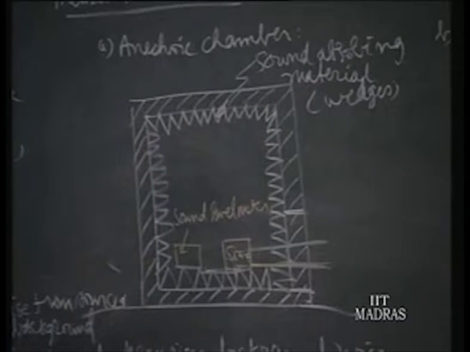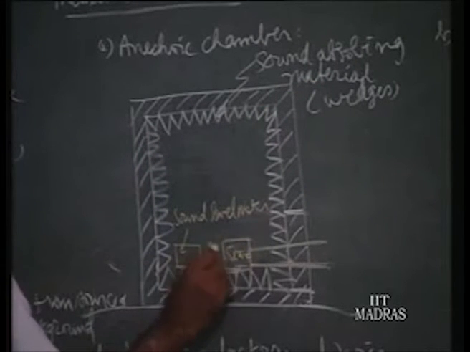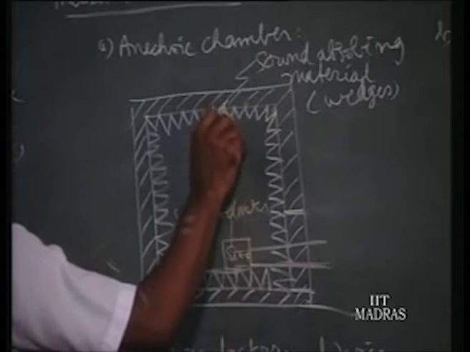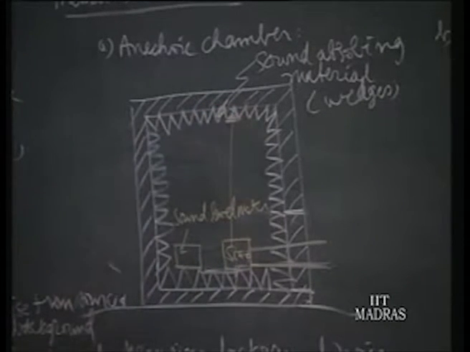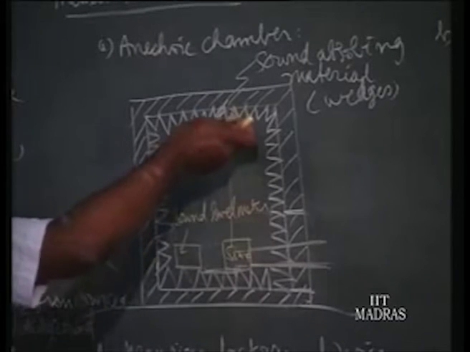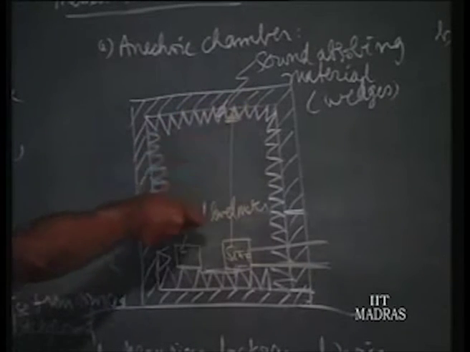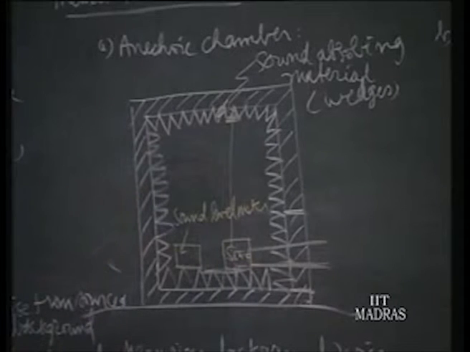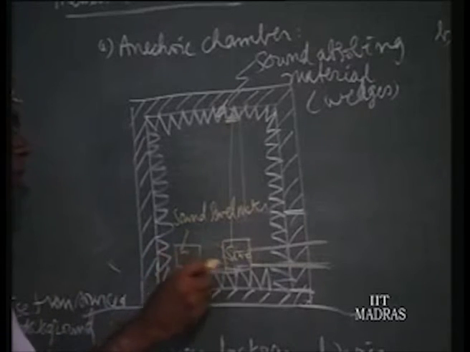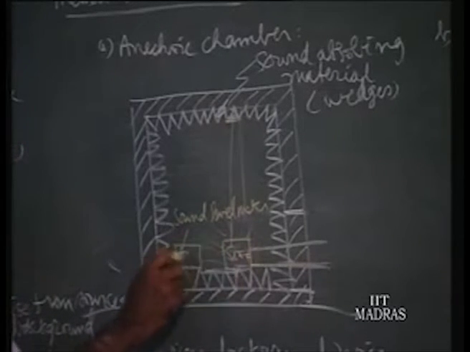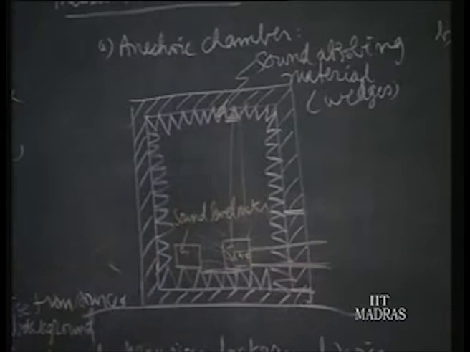So whenever sound is made by a source, suppose this is a source, and sound is going, since it is a wedge, it gets reflected within the wedge formation once or twice, and within that 1 or 2 reflections it gets fully absorbed, and nothing more can come out to be picked up by the sound level meter. So the sound level meter will measure only the sound produced by the source alone; no reflected sound will be coming here.